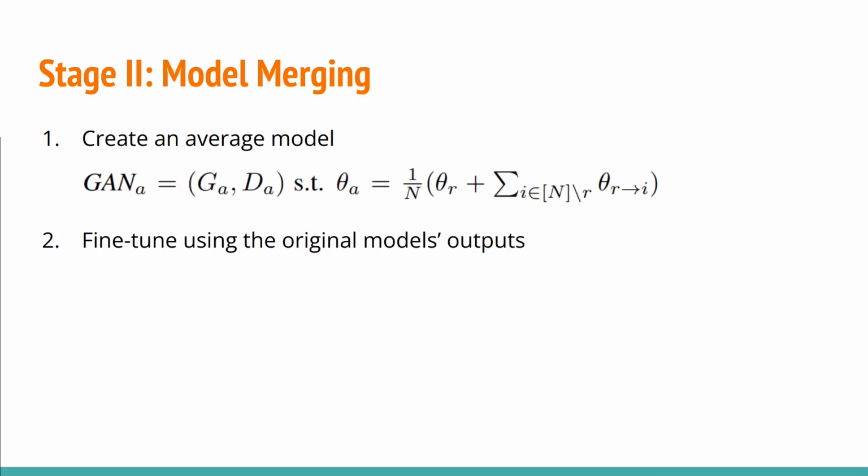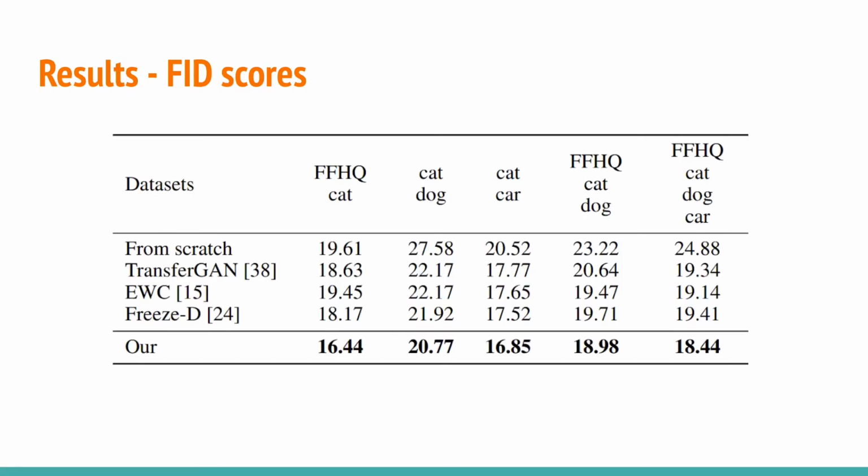On the second stage, we create an average model by simply averaging the models' weights, and then fine-tune the average model using the original models' outputs. This gives us our final model, which can produce images from the domains of all the input models. We tested our approach under different numbers of datasets and dataset types, and showed that our method outperforms the baselines in terms of FID score.